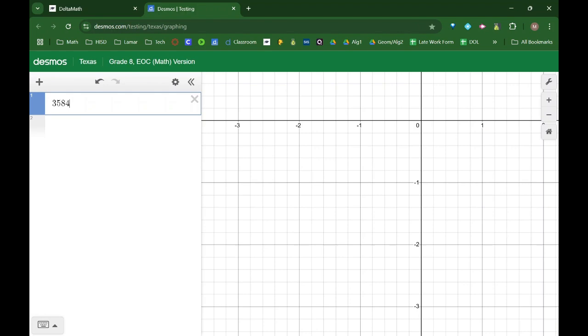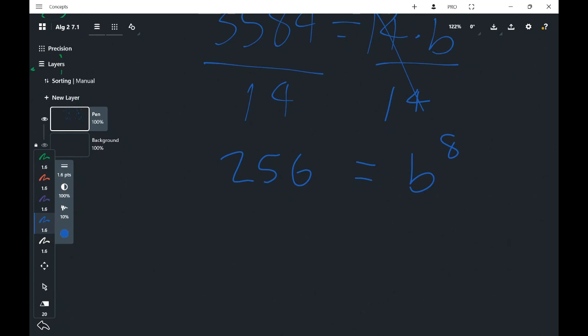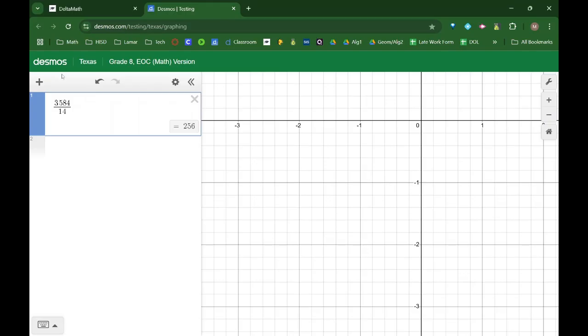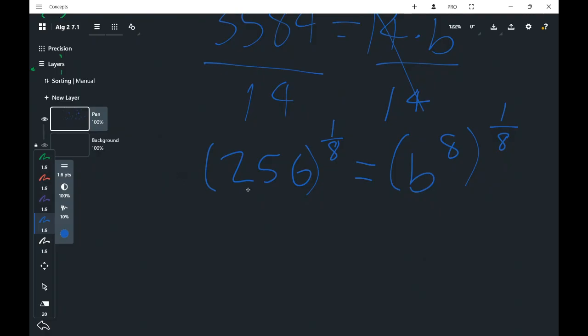I would type that in. 3584 divided by 14 is 256. And that equals b to the power of 8. Now, if we're going to solve for b, we're going to take the 8th root of 256. Another way to think about this is we raise it to the power of 1 over 8. So what I'm going to do here is I'm going to type in 256, and I can raise it to the power of 1 over 8. And that gives us 2. So our b value is equal to 2.